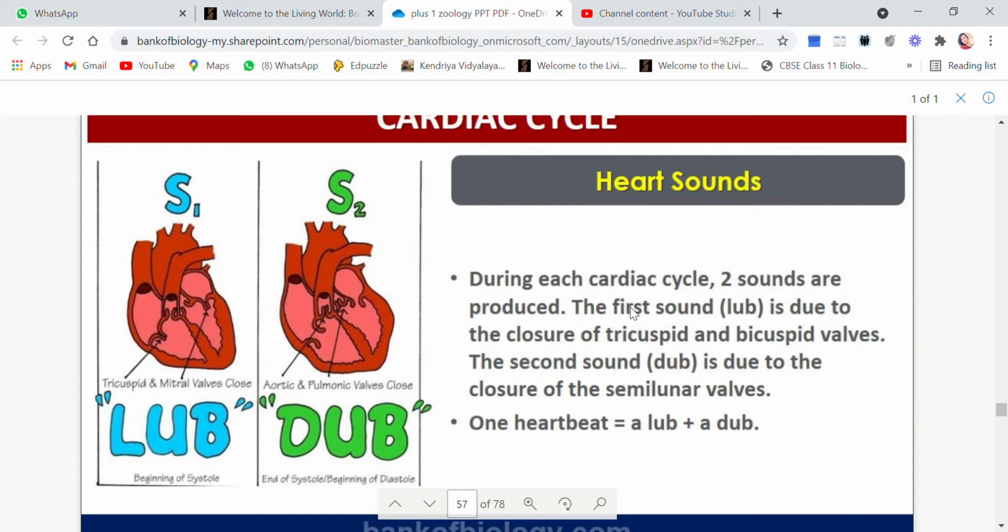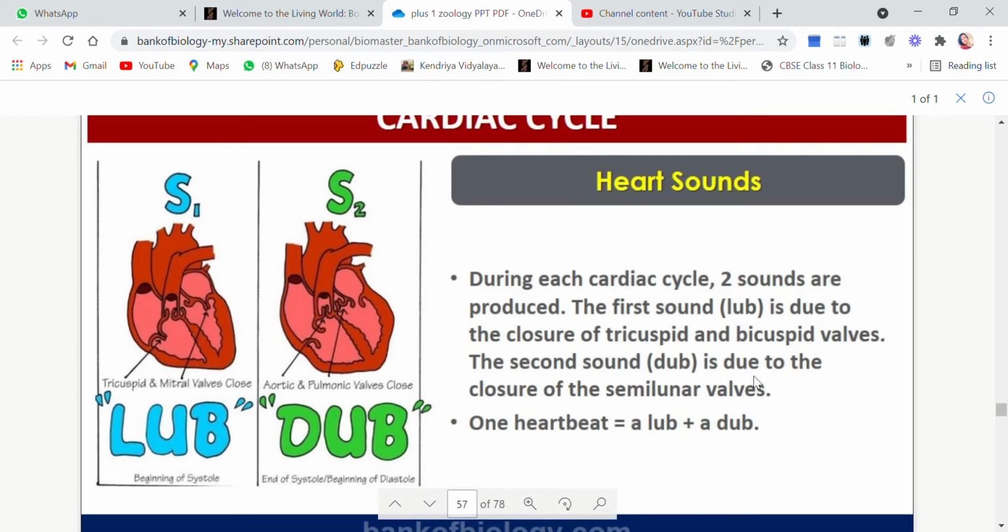The first sound is lub. It is due to the closure of tricuspid and bicuspid valves. So, when the tricuspid and bicuspid valves are closed, this sound is developed. And the second sound is dub. It is due to the closure of semilunar valves.